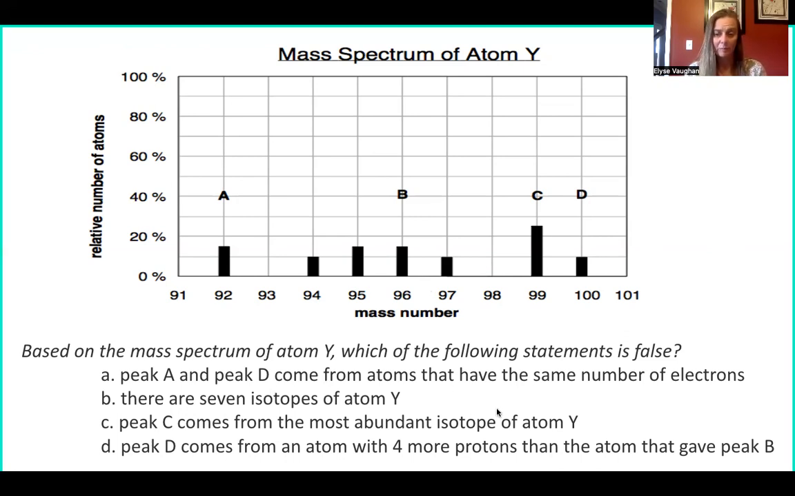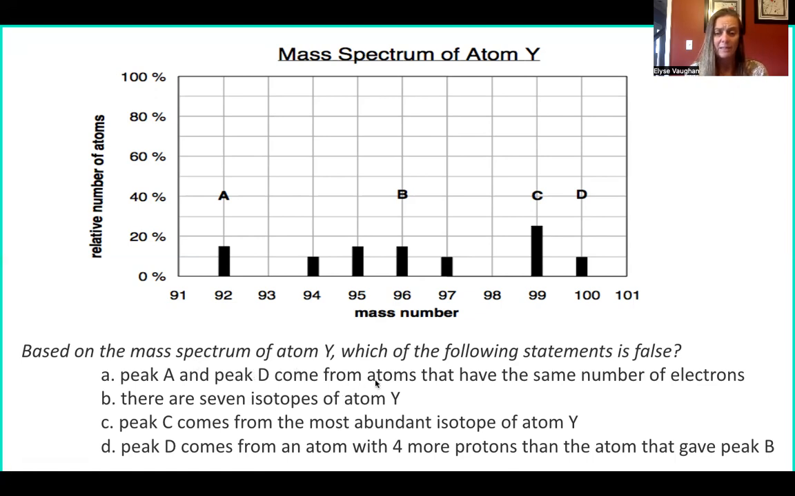Peak C comes from the most abundant isotope of atom Y. Certainly that is the highest one that we see. And peak D comes from an atom with 4 more protons than the atom that gave peak B. So while this mass differs by 4, if it were protons, that would be a different element. So D is certainly wrong.